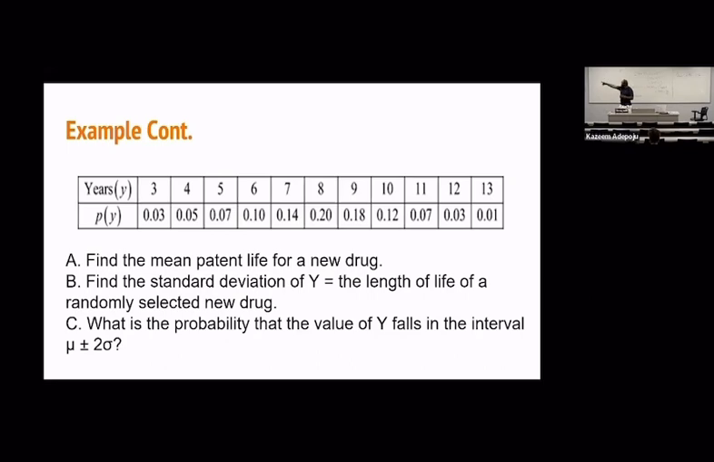Okay, look at another question. What is the probability that the values of y fall in the interval mu plus or minus 2 sigma? That is within 2 standard deviations. It means I need to first figure out my mean, which I've done in A. Mu is the mean, which I've done in A. Sigma is the standard deviation, which I've done in B. Then I'm just going to compute that. Let's see how it works.